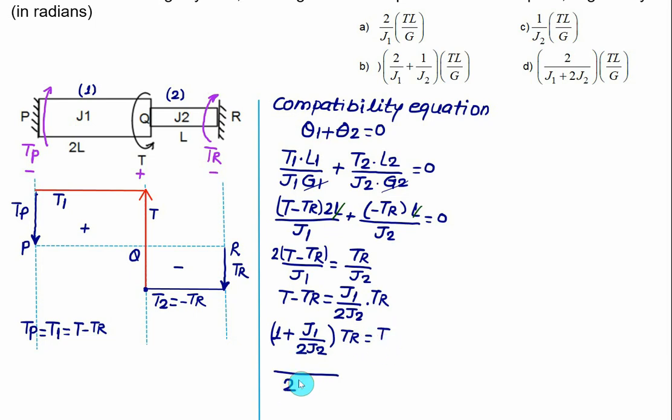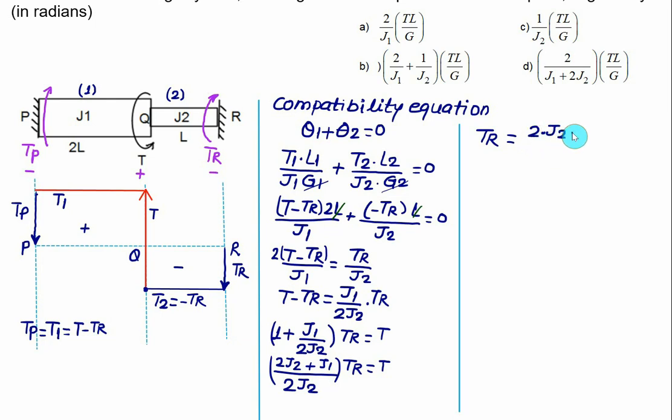We'll take LCM equal to 2 times J2. So in the numerator we have 2 times J2 plus J1, further multiplied by TR, equal to T. So we know the torque T2 in terms of TR. So in this case we obtain the value of TR equal to 2 times J2 multiplied by torque T divided by 2 times J2 plus J1. And using TR, that is the value of T2, this value is equal to the T2 value.